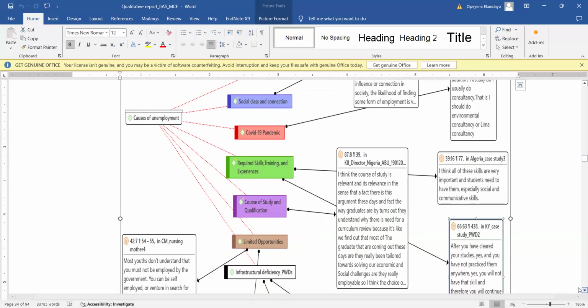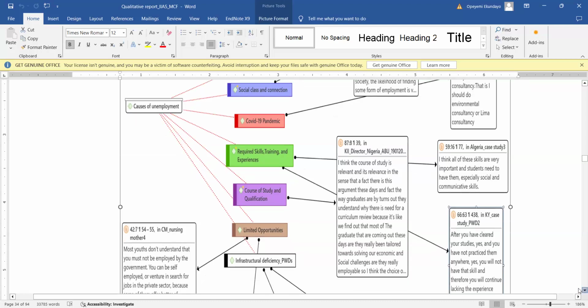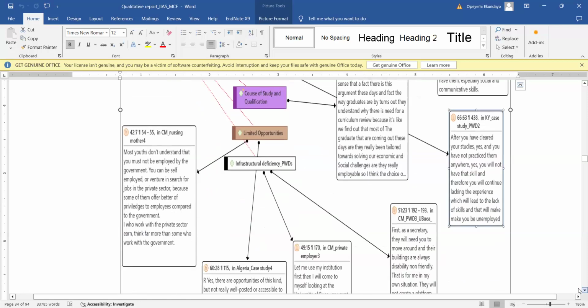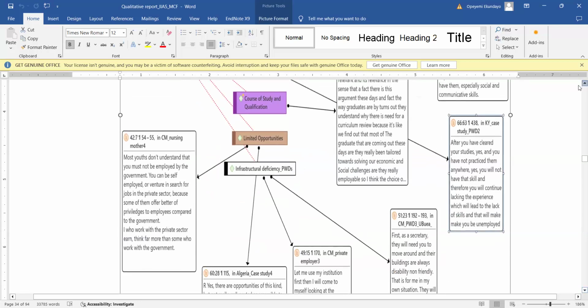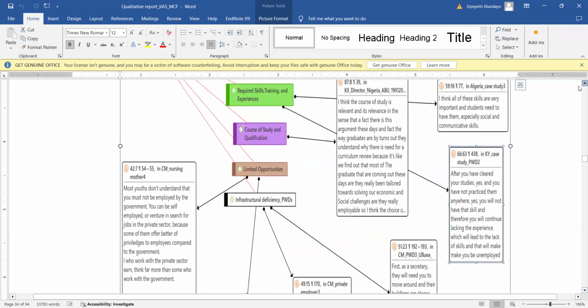So this is a way to look at the broad picture. It gives a very broad picture and it takes it across the different countries. So you have Algeria, you have Kenya, you have Nigeria, let's see, you have Kenya, you have like that.